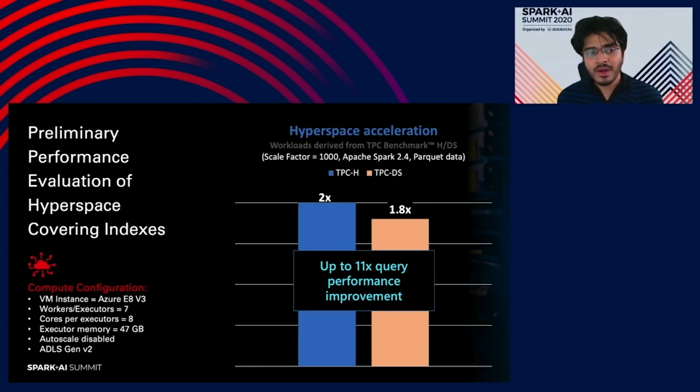The overall benchmark is really key because it conveys one other important aspect, which is we don't regress in any of the queries, right? So if you look at both TPC-H and TPC-DS, one thing that will immediately stand out is we're getting a pretty high gain of 2x and 1.8x respectively.